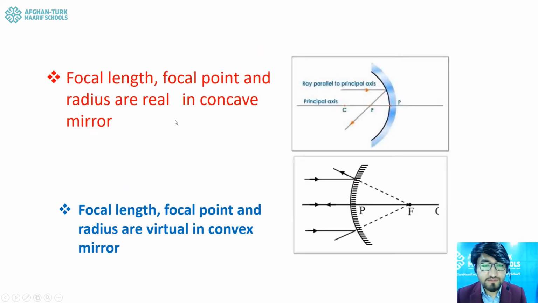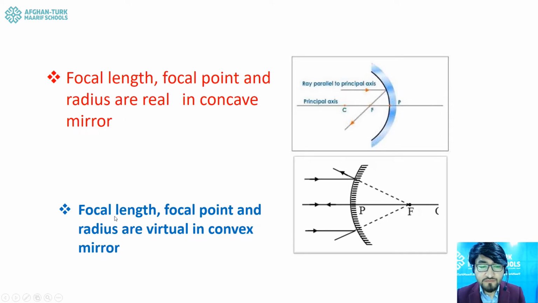Let me tell you one point. Focal length, focal point, and radius are real in a concave mirror. You see? Center of curvature, focus, focal length, and radius are all in front of the mirror. If these quantities are in front of the mirror, we can say that these quantities are real.